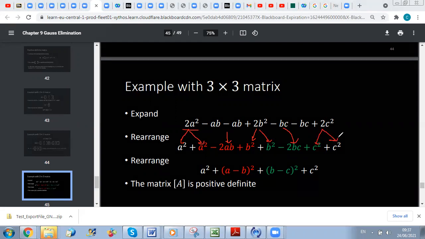Why are we doing this? To have the factors that can be joined together to form something square. So these three terms together, A squared minus 2AB plus B squared, is A minus B squared. These three together, B squared minus 2BC plus C squared, is B minus C squared. So now you end up with the summation of squares. So you can be sure that this is positive, unless, of course, the only case where it's not is when A, B, C is 0, 0, 0, the zero vector. So we can say that matrix A is positive definite in this case.